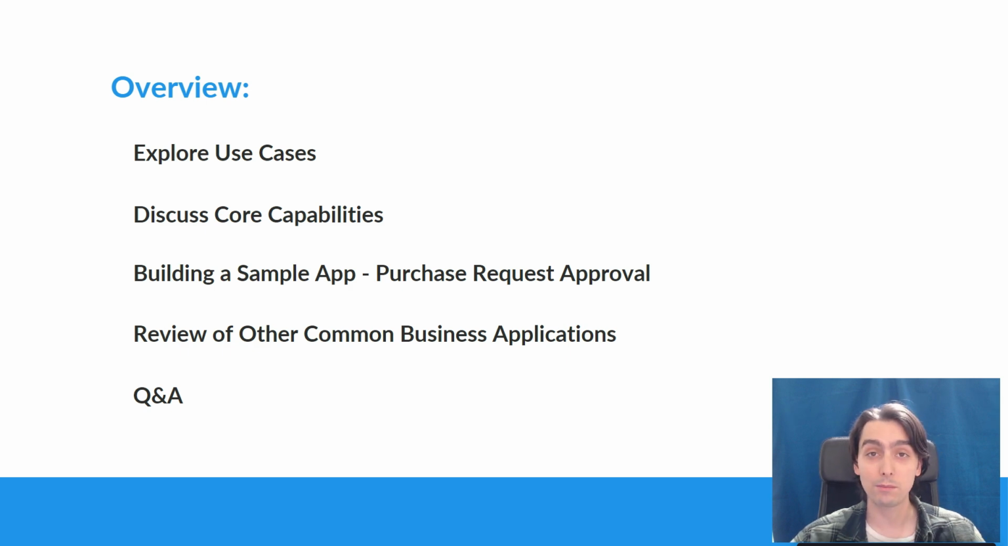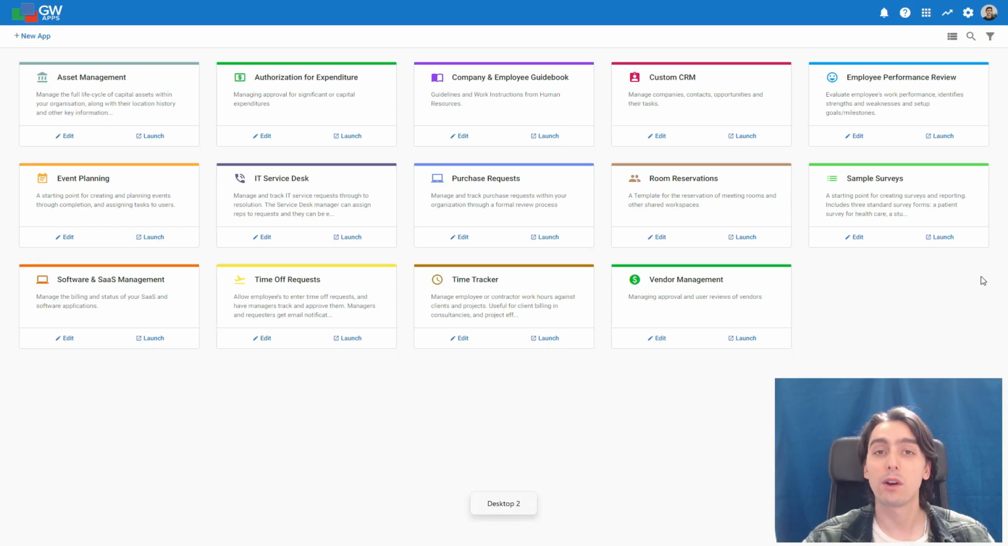So let's go ahead and get started by jumping over to GW Apps and taking a look at some of those applications. Okay, so here we are on my application dashboard. These applications here should give you a pretty good idea of the types of business applications or processes you can create with no code, but it doesn't cover every possible use case. And of course, one of the main benefits of no code is that your application will be unique to your needs and highly customizable.